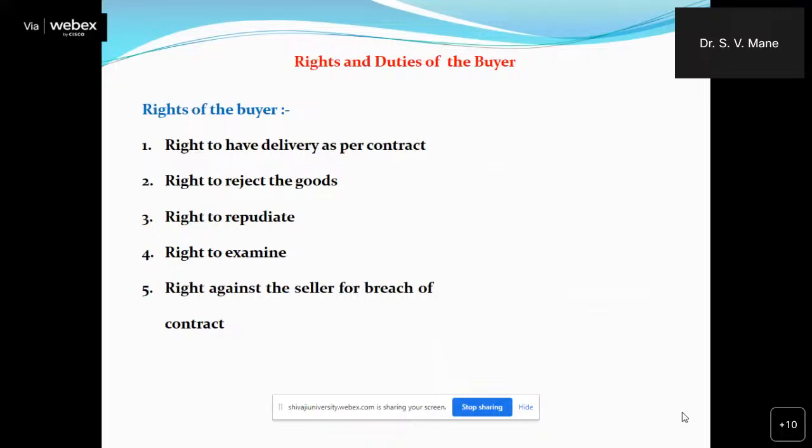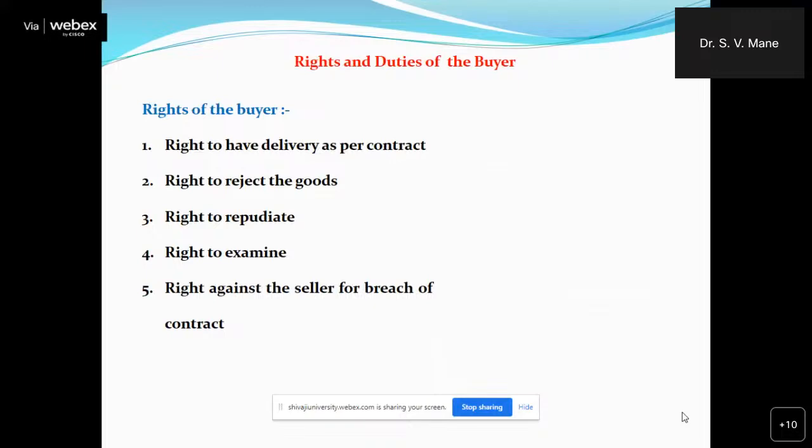So first of all, we will discuss here what are the rights of the buyer. So first one is the right to have a delivery as per the contract. The buyer of the contract has the first right to have delivery of the goods as per the contract.